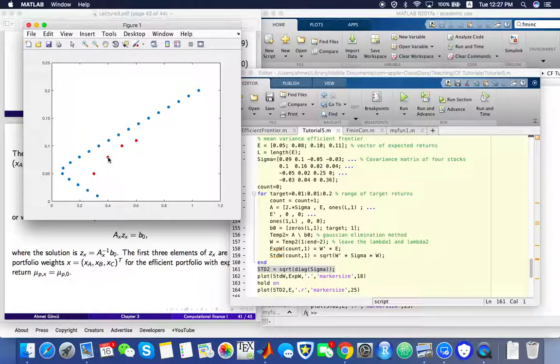Because you can see, for example, for this given red point here, your standard deviation is like 0.4, and you can see that there is another blue point that corresponds to the same expected return, but it has much lower variance. So the locus of points, the upper part of this curve, is called the efficient frontier.